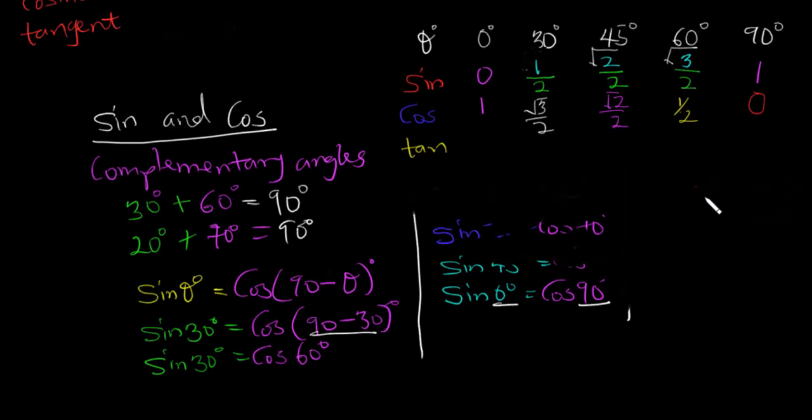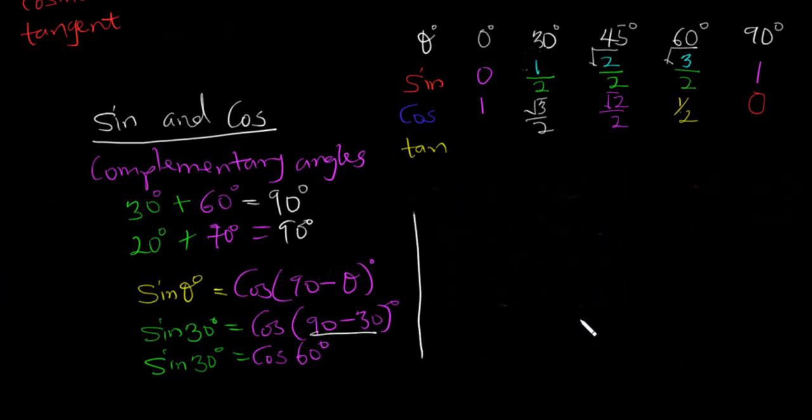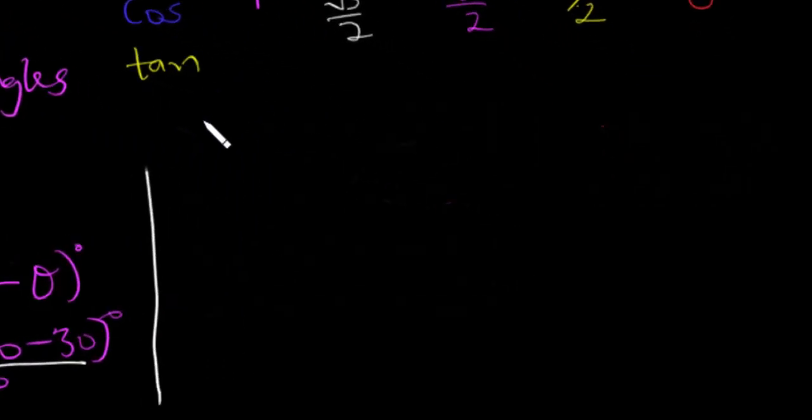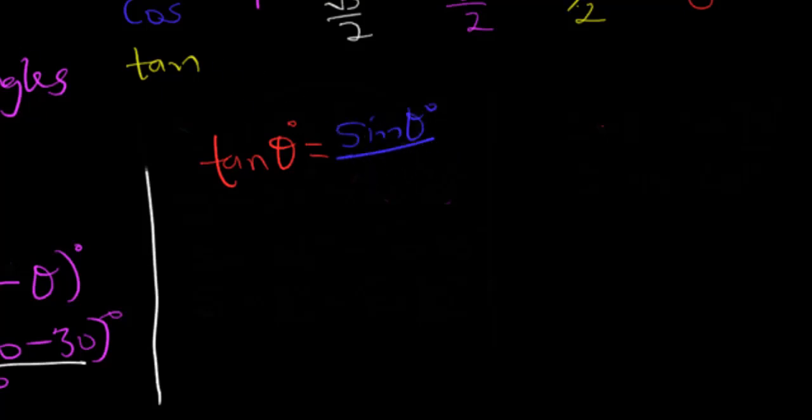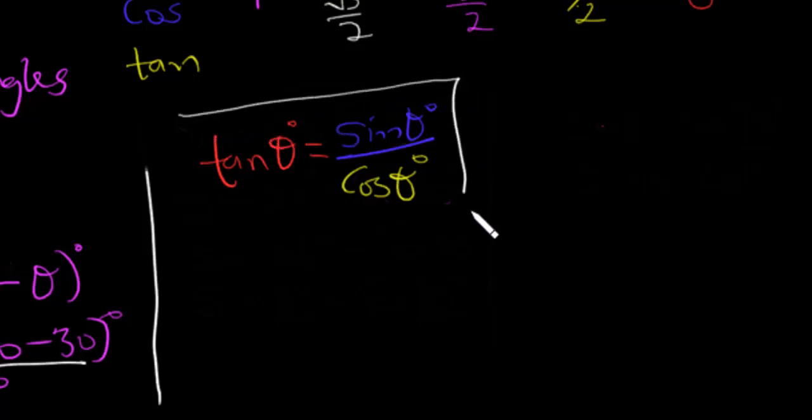Now let's come to the tan. The tan can be expressed in terms of the sine and the cos. There is a very nice relation between the tan and the sine and cos, and that is what we are going to explore. When I write tan of an angle, say tan theta degrees, this can be expressed as sine theta degrees divided by cos theta degrees. So what I'm trying to say here is that the tan can be expressed in terms of the sine and cos.